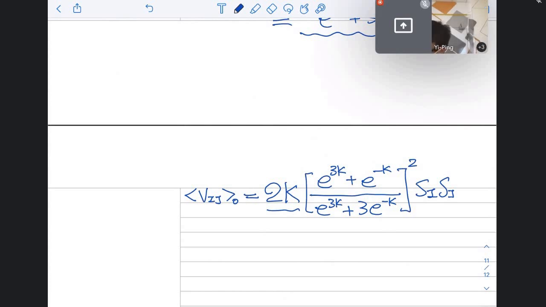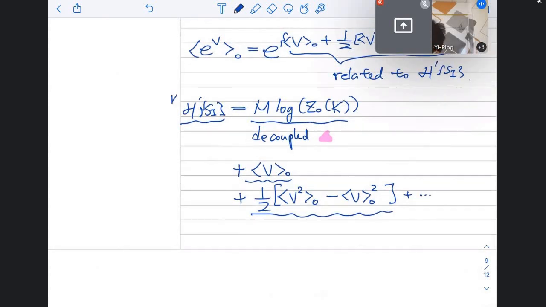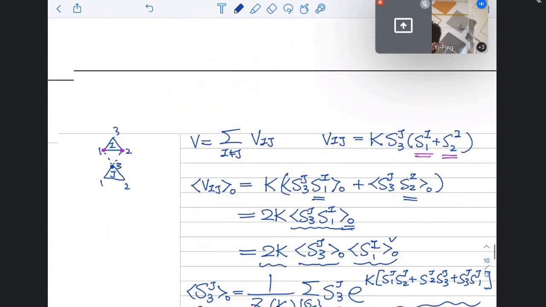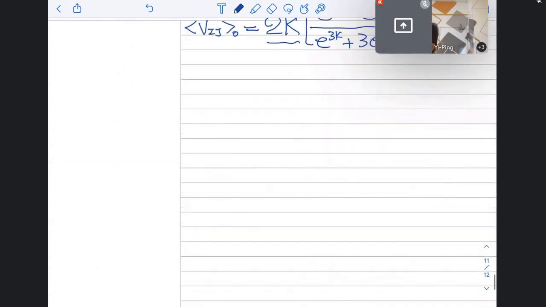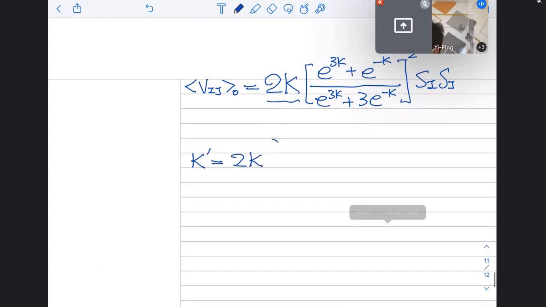So what does it tell us? If you look at the effective Hamiltonian of the block spins to first order in V, what you are getting is your coupling K prime is actually 2K times this stuff.